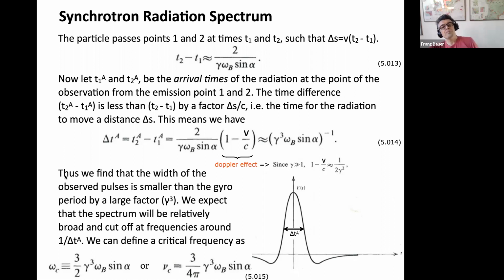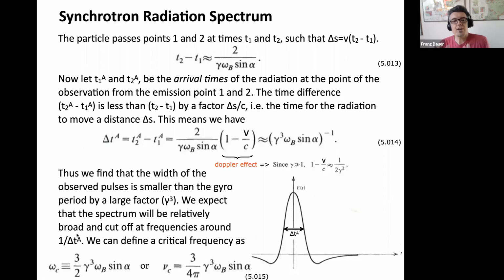Okay, so we find here that what we observe are pulses that are a fraction of the gyro period. The pulses are smaller than the gyro period by a factor of gamma cubed, right? And so the spectrum will then be broadened by this gamma cubed factor. And we will have cutoff frequencies which will occur at around 1 over delta T arrival.